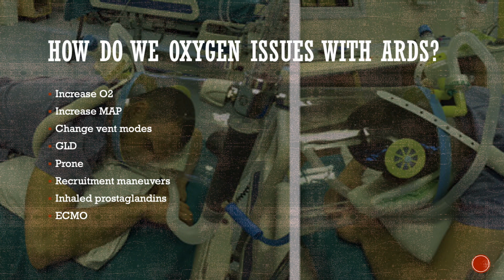So holding the lungs open for a longer period of time and recruiting airways is typically the fix in this situation. We can change vent modes. Pressure control or APRV or bivent are typical modes that we like to run to help recruit the lungs, hold them open, and get oxygen in the blood.